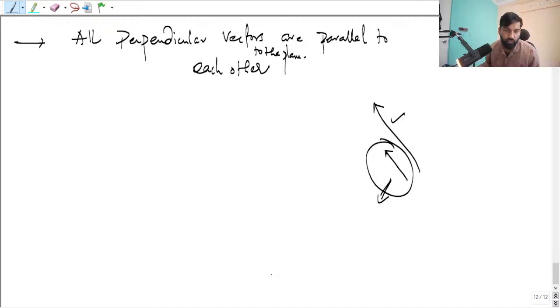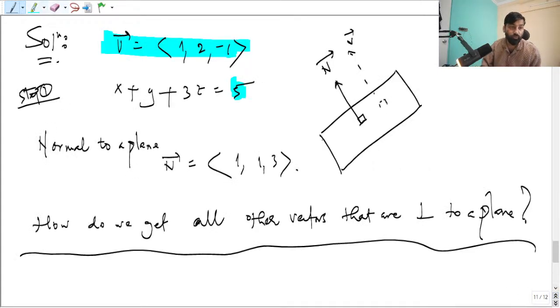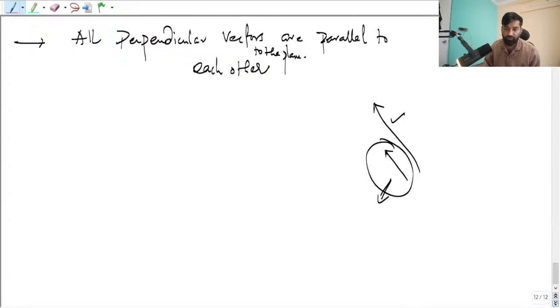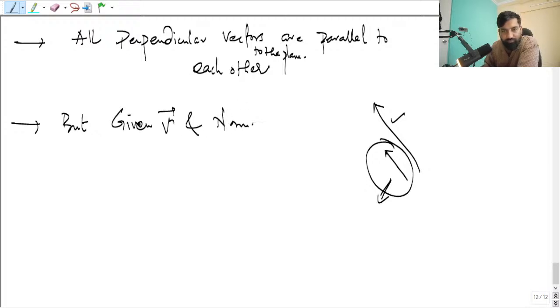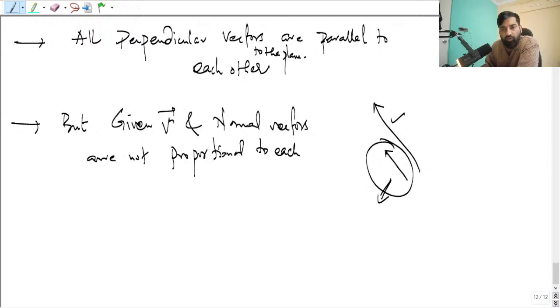But you see, you have to notice that this normal vector and this given vector are not proportional to each other. Parallel means it should be proportional, right? The given vector v and the normal vector are not proportional to each other. We can't find the given vector v by multiplying the normal by some scalar constant.